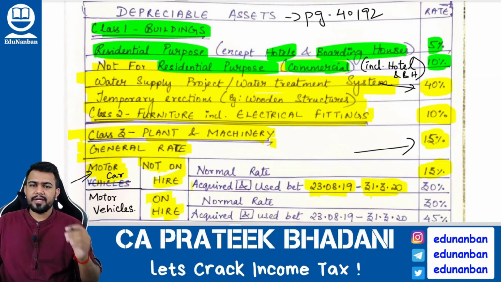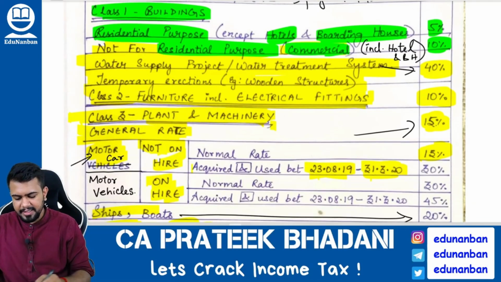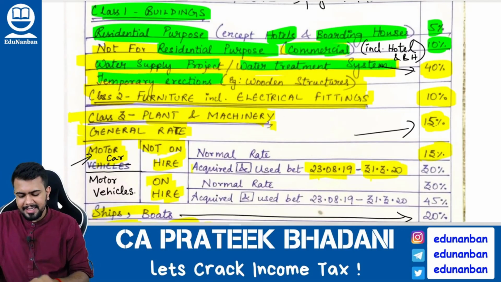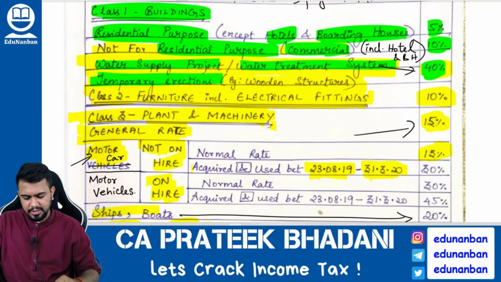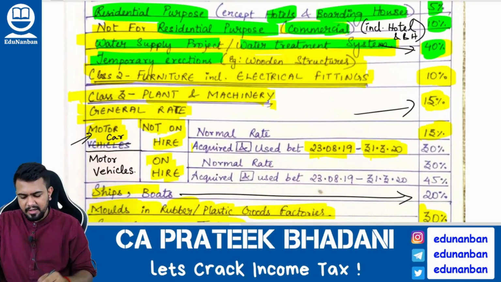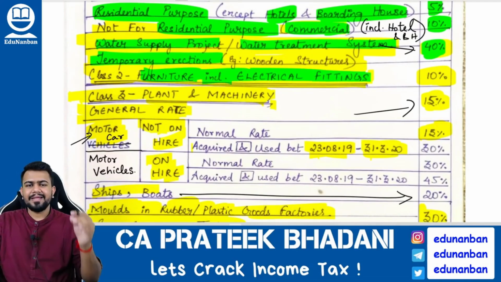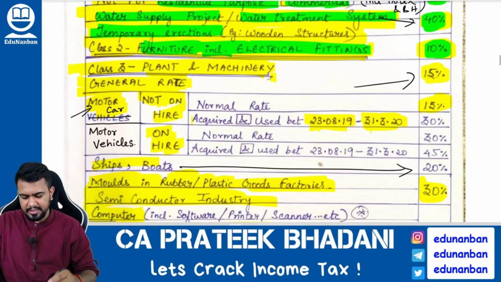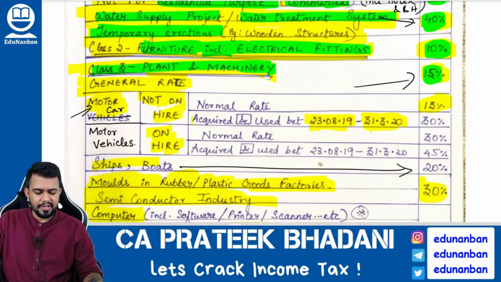And for hotel and boarding house also, the rate of depreciation is 10%. Next, if the building is used for a water supply project or water treatment system, or if the building is any temporary erection, then the rate of depreciation is 40%. Next class, furniture, and furniture includes electrical fittings. Wiring, switches, etc. are also included in furniture. The rate of depreciation for furniture is 10%.